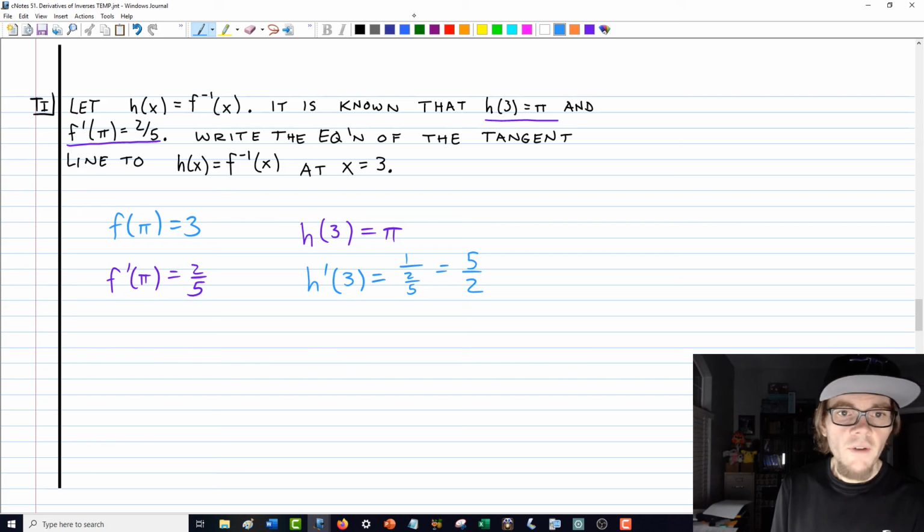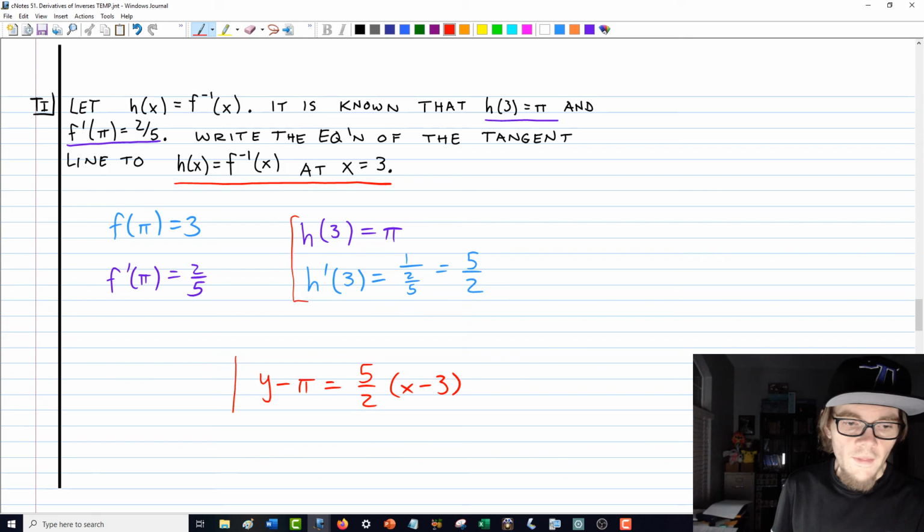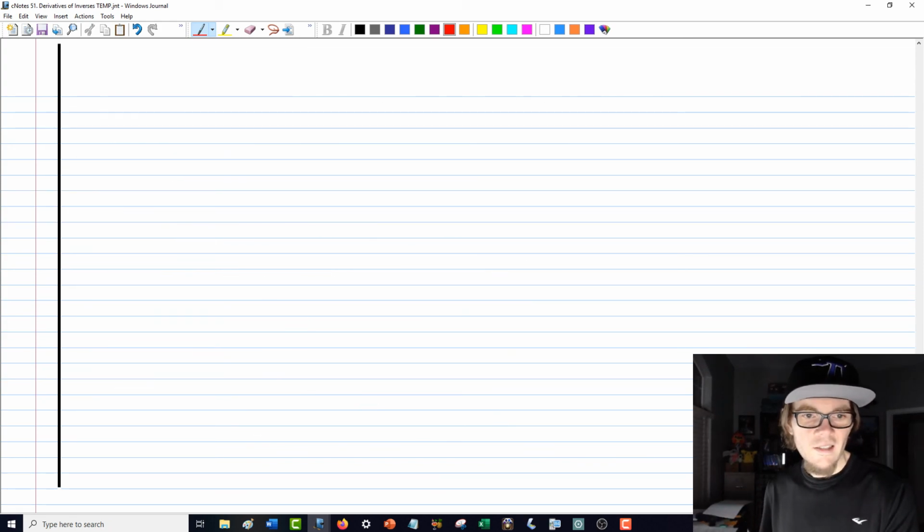Now, since we were trying to find the equation of the tangent line to h of x at x equals 3, we have all the ingredients that we need right here. Our tangent line will be y minus pi is equal to 5/2 times the quantity x minus 3. And there is the tangent line that we were looking for. Again, not the most exciting problem in the world. Feels pretty repetitive after the work we'd already done. But there is our concept illustrated nicely. Does it match what I got here?